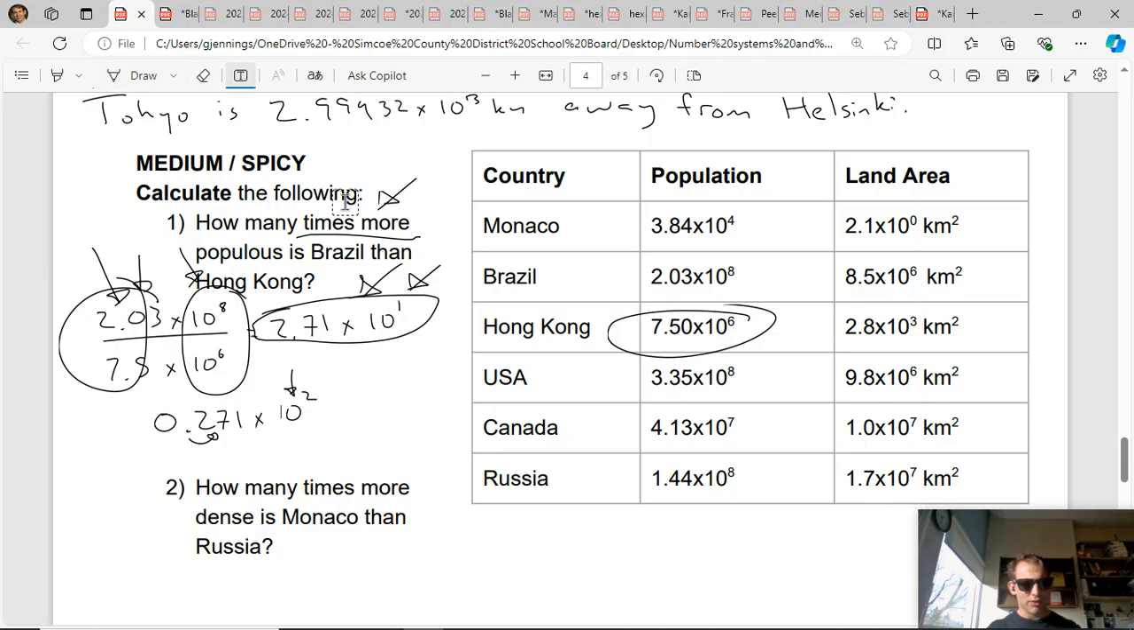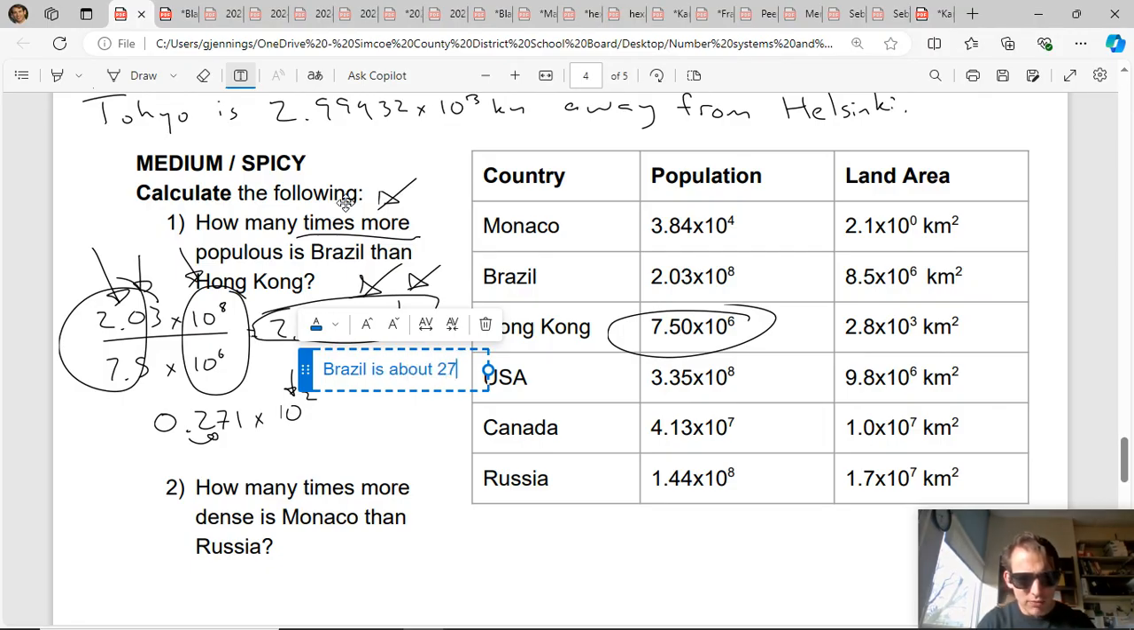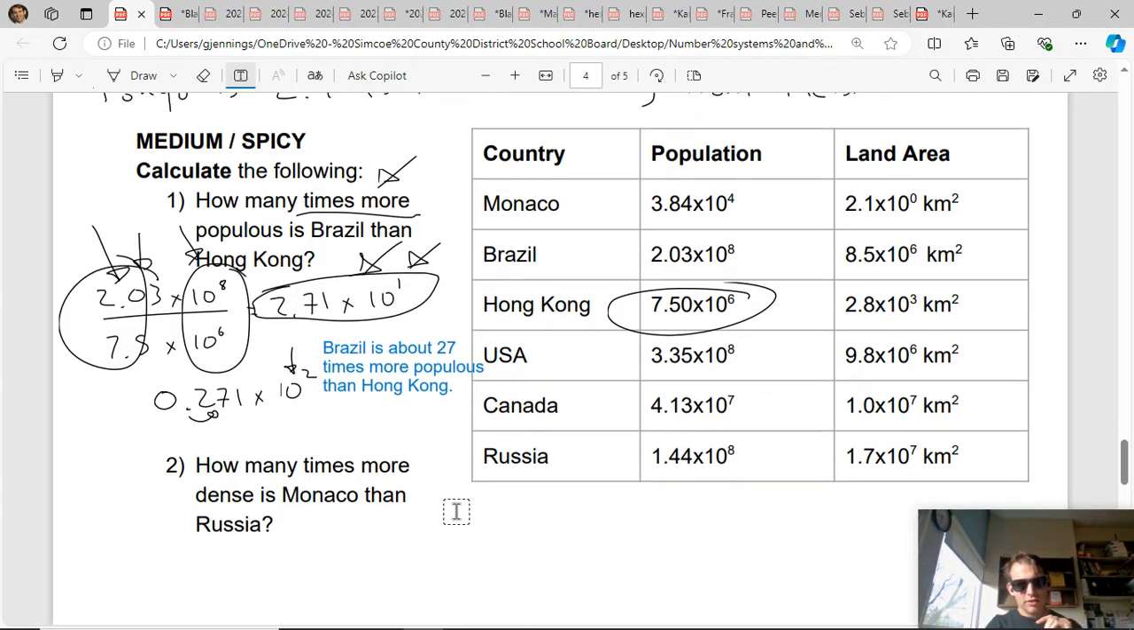And then I want to give a sentence answer to show that I really understand what I've done, which is: Brazil is about 27 times more populous than Hong Kong. Capitalize that. There. And spell populous correctly, Mr. Jennings. There we go.